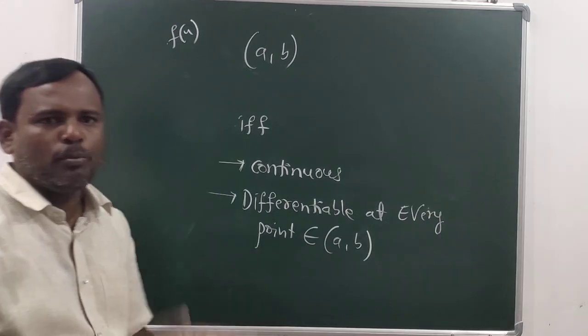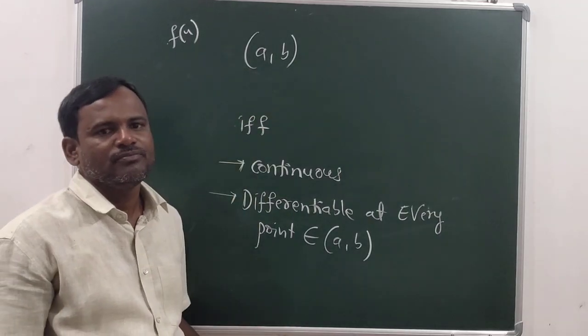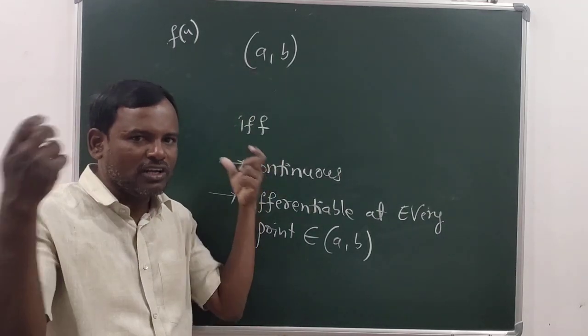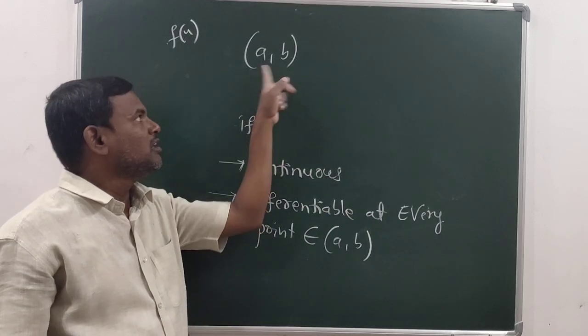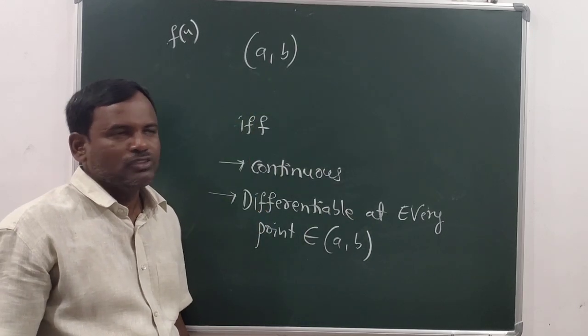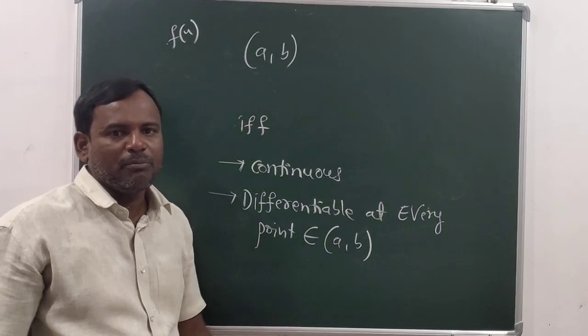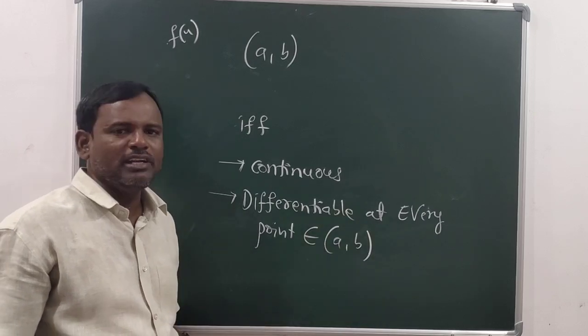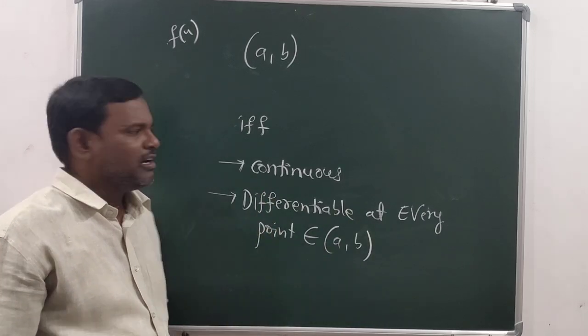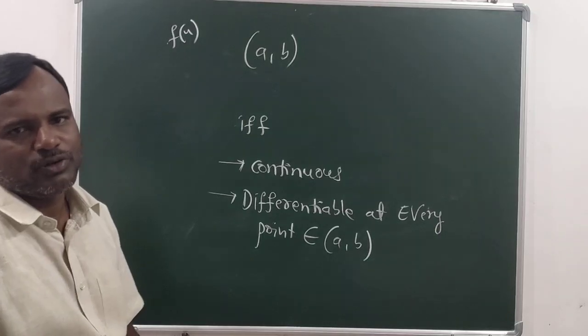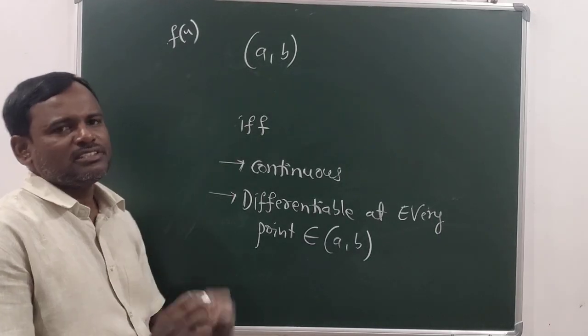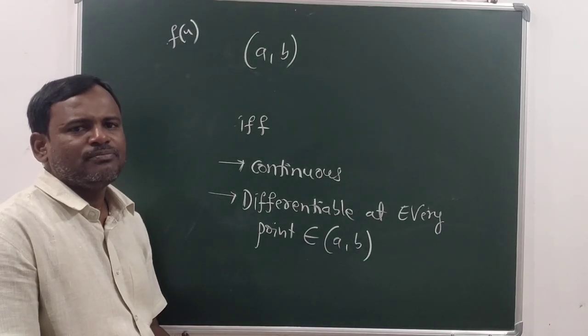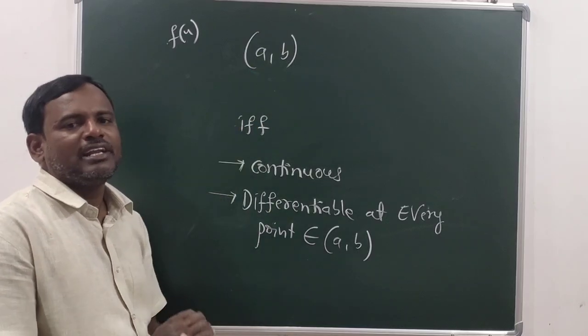You know the meaning of open interval a comma b. A and b, the extreme values, are not included in the interval. But in the middle, many real numbers are there, no? At every point that function should be continuous as well as differentiable. Then that function is differentiable in this interval a comma b.